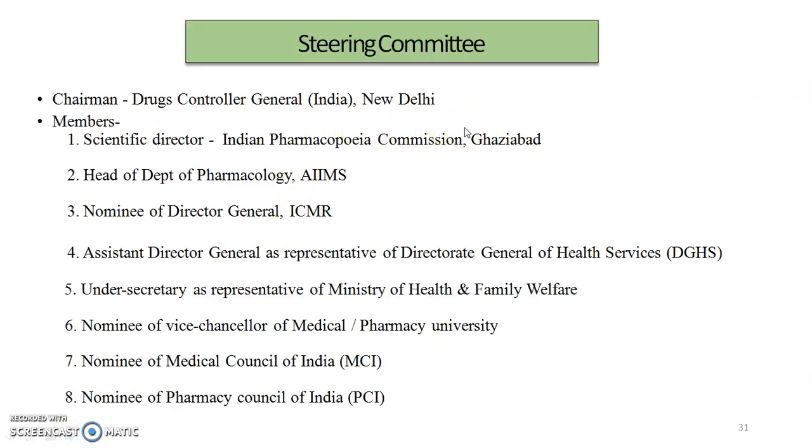There is a steering committee formed for the Pharmacovigilance Programme of India, where the chairman heads the committee, and he is from the Drug Controller General of India, New Delhi. And there are other members: the scientific director from IPC Ghaziabad, the head of pharmacology from AIIMS, a nominee from the Director General of ICMR, an assistant director from DGHS, that is Directorate General of Health Services, an under secretary as a representative of the Ministry of Health and Family Welfare, a nominee of the Vice Chancellor of a Medical and Pharmacy University, a nominee of MCI, and a nominee from PCI, who constitute the whole steering committee to run the Pharmacovigilance Programme of India.